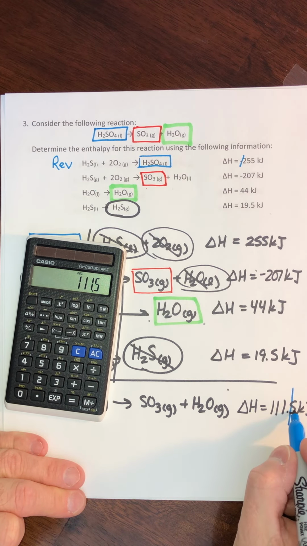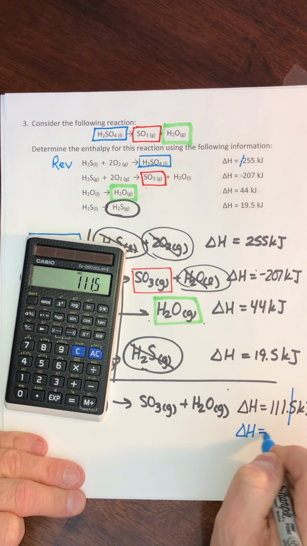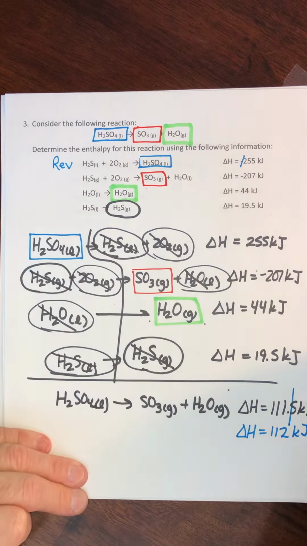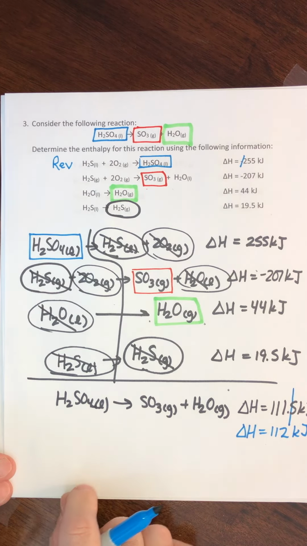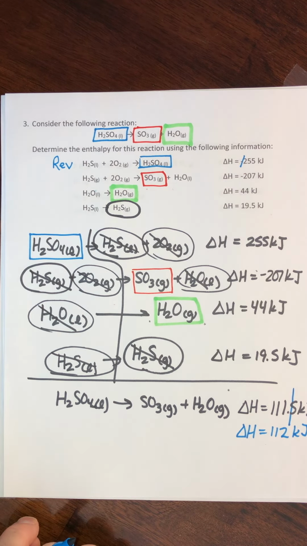So if the number you're chopping off is 5 or bigger, that means you have to round up. So if you're doing significant figures, you would round it to 112 kilojoules. This is the amount of heat that is associated with this reaction. This is the enthalpy change that goes with this reaction.